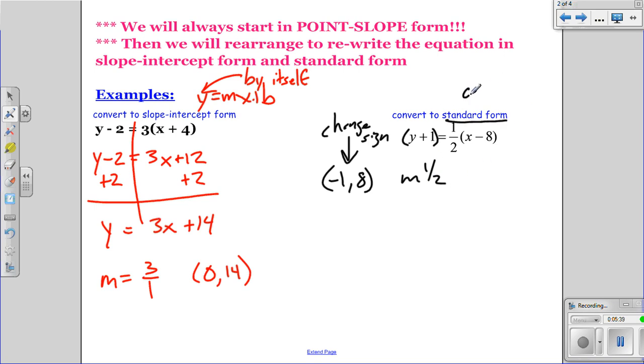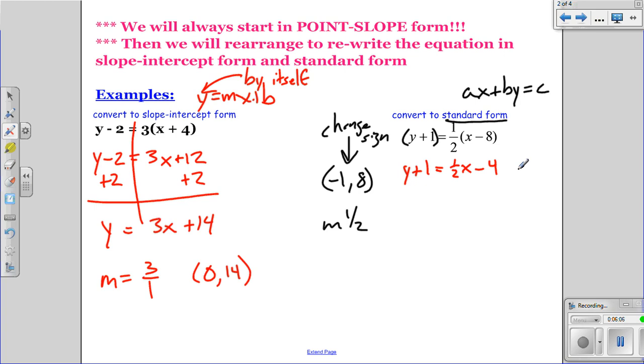So standard form again is Ax plus By equals C. X and y on the left, numbers on the right. All right, so let's go ahead and take a look here. I'm just going to move this out of my way. And let's go through this. Now, the first thing I want to do is get rid of parentheses. So I want to distribute. Nothing to distribute there, so that's fine. And then 1/2 times x is 1/2 x. And then 1/2 times -8 is -4.